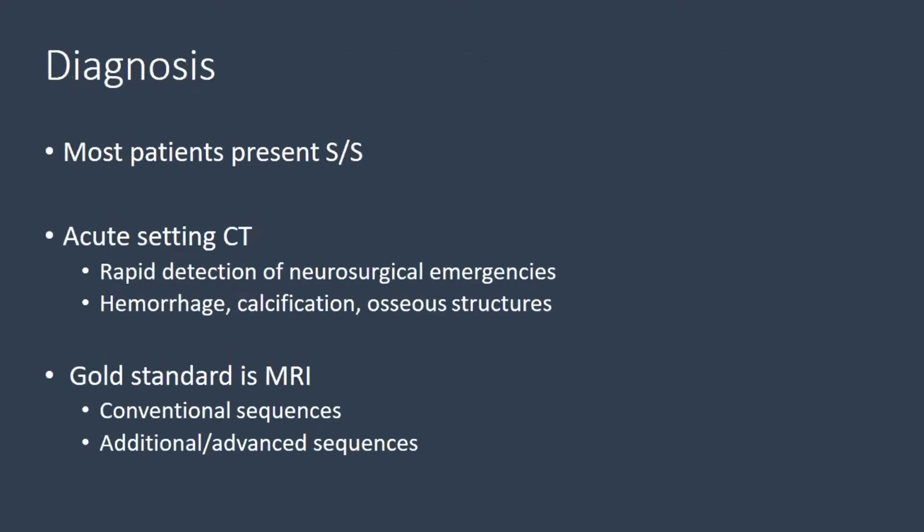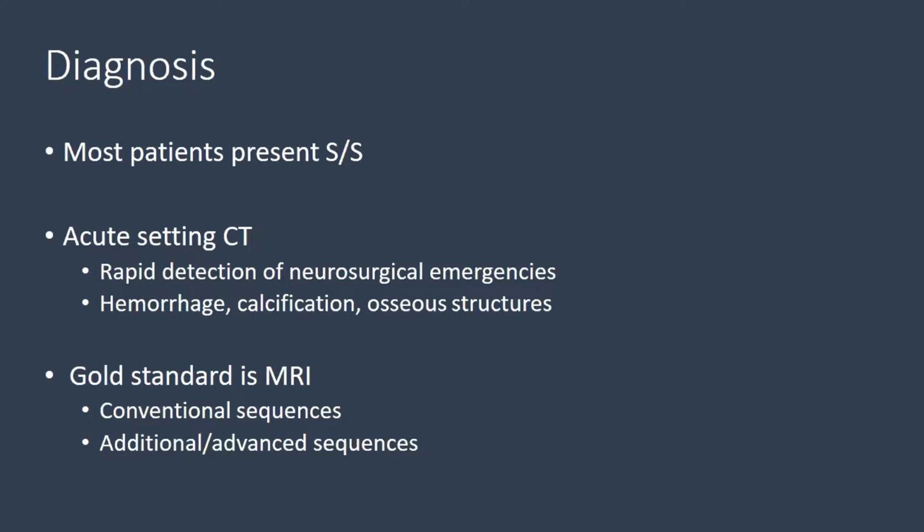Most of the patients with brain metastases do present with signs and symptoms. And in the acute setting, CT is very important because it can allow for rapid detection of neurosurgical emergencies. In addition to that, you can see if the tumor has acute hemorrhage or if it has calcification and any other invasion into the osseous structures.